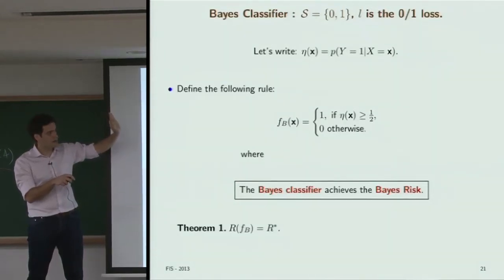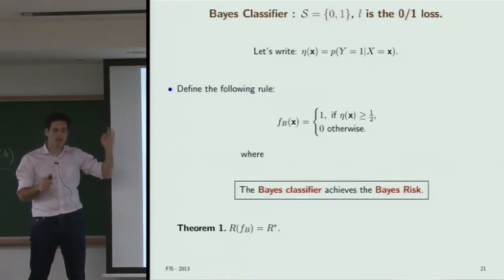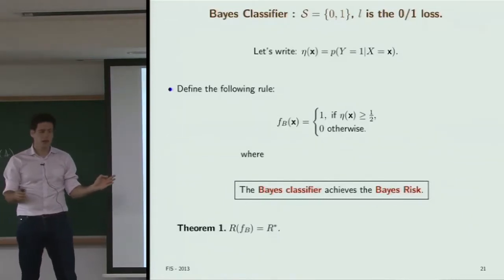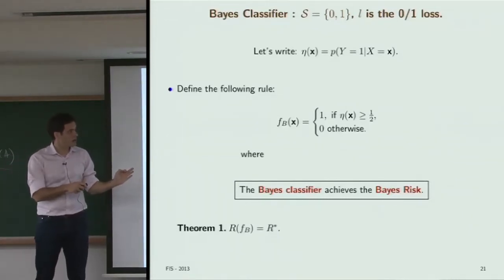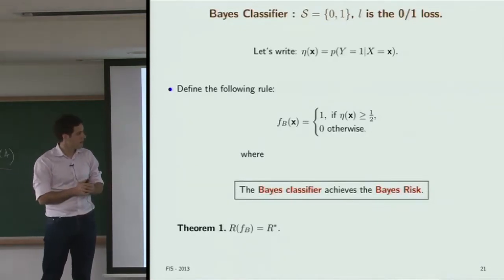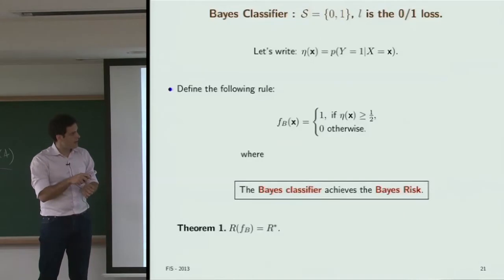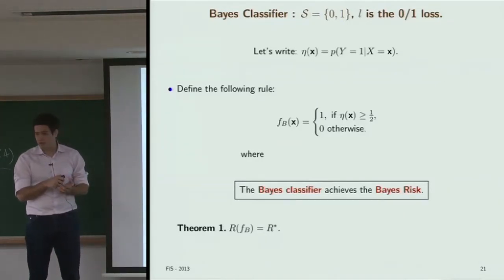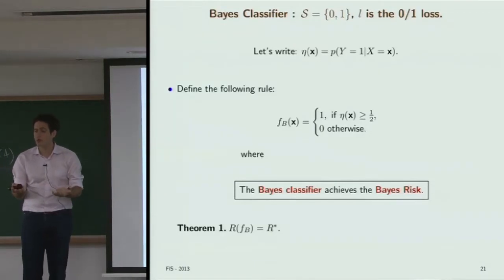Assume that we are using the 0-1 loss. I pay a price of 1 when I make a mistake and 0 when I'm right. So now that I have defined the loss, I can also define the risk. Let's write eta of x is the probability that y equals 1, knowing that X equals x. This is the conditional probability.